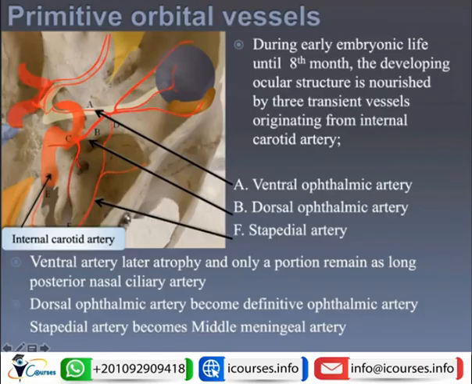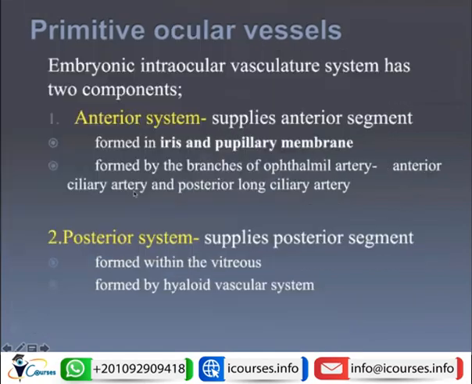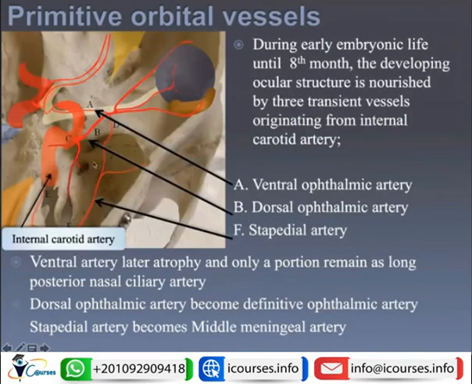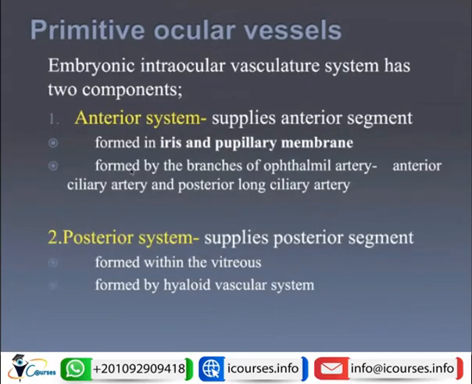So the ventral ophthalmic artery will disappear and will no longer be present. Only a small portion will persist as a long posterior nasal ciliary artery. But where will the final ophthalmic artery be? It will be the dorsal one. So the dorsal one will be the definitive ophthalmic artery. And the stapedial artery will become the middle meningeal artery. So these are the changes that will occur to the primary orbital vessels.